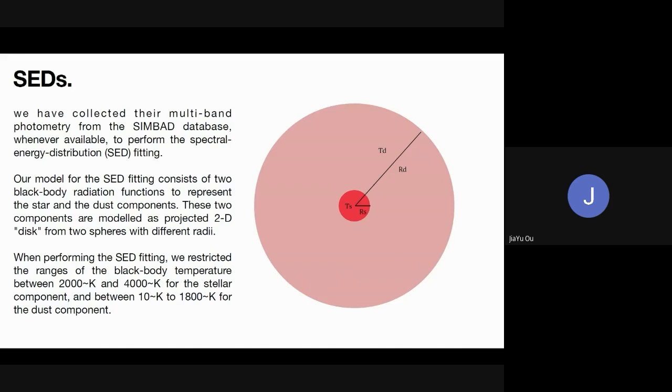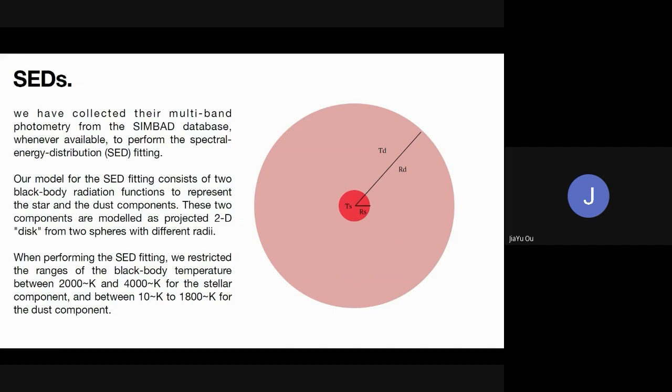So we compare the difference between regular and non-regular Mira. We collect the photometric data from the database to do the SED fitting. We use two black body radiation functions to represent the star part and the dust component, just like a 2D disk model.